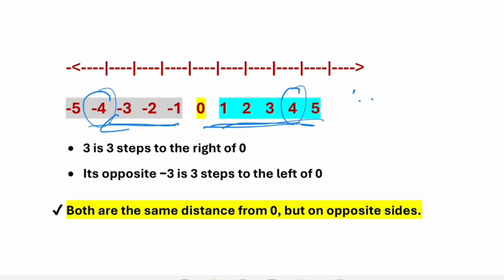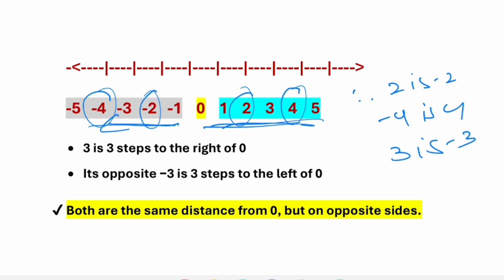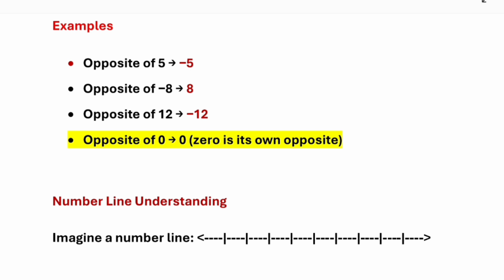Therefore, opposite numbers are the same distance from 0 but opposite in direction. For example, the opposite of 2 is minus 2. The opposite of minus 4 is 4. The opposite of 3 is minus 3. I repeat again. The opposite of 2 is minus 2. The opposite of minus 3 is 3. And the opposite of 4 is minus 4. Is it clear?